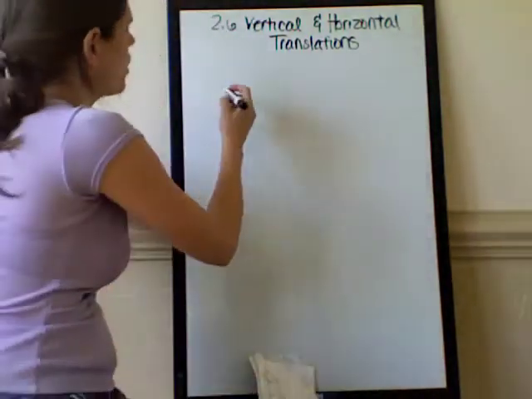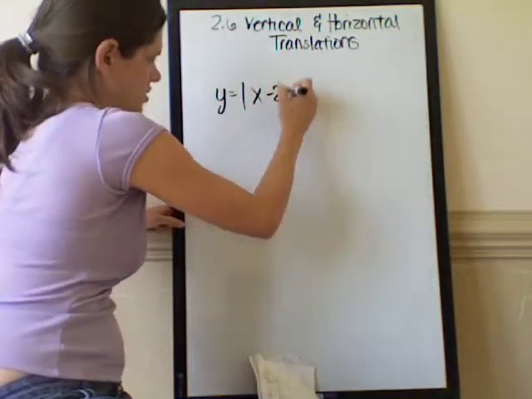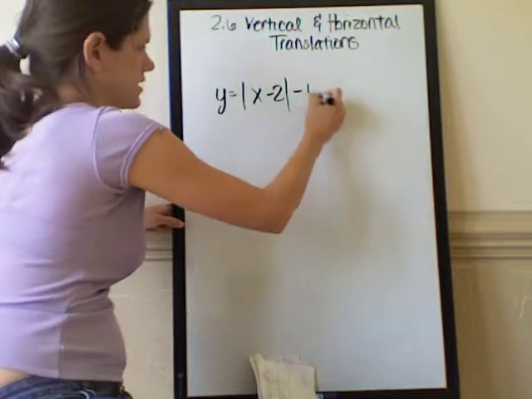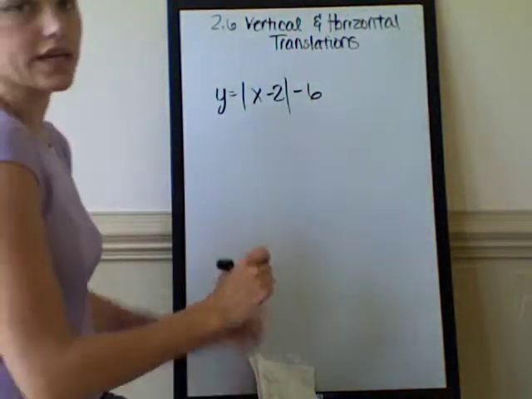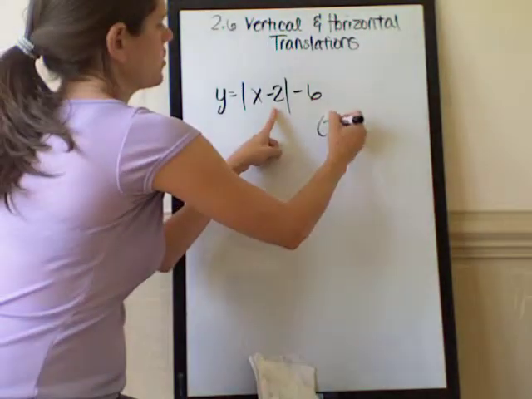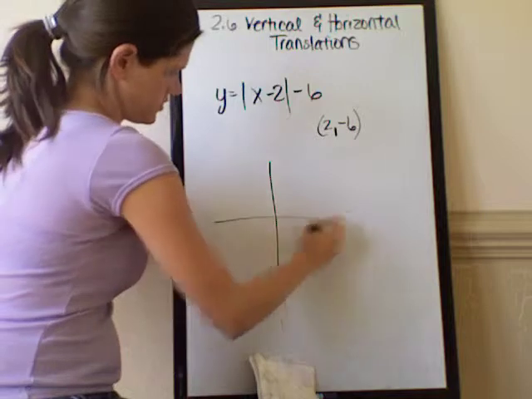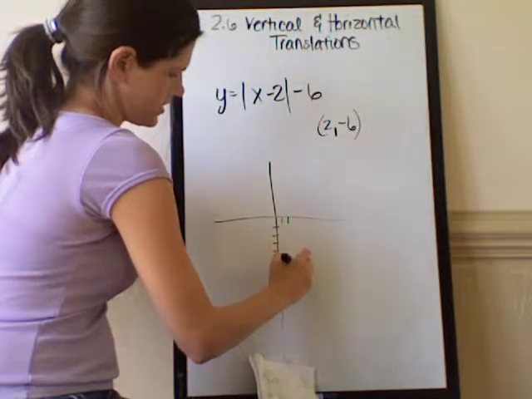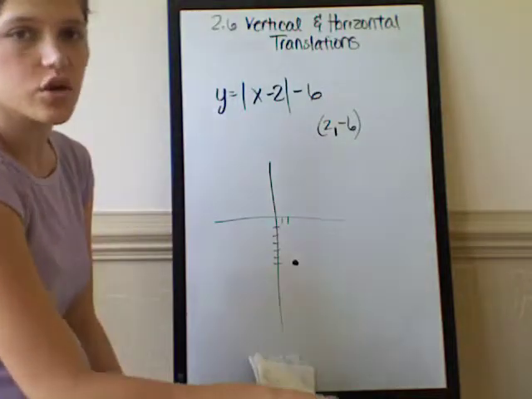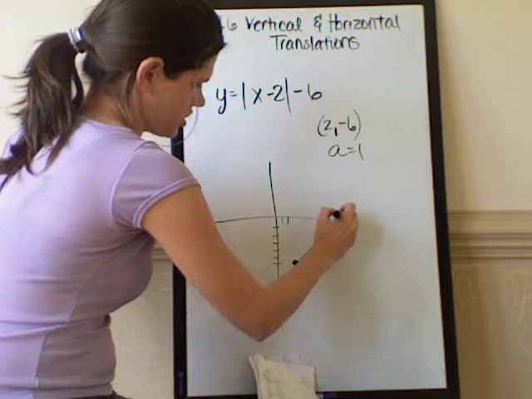Okay. Alright, next one. y equals the absolute value of x minus 2, minus 6. Alright, so first off, my vertex: 2 and negative 6. So 2, then 1, 2, 3, 4, 5, 6, negative 6. Alright, the slope is just a regular 1, which means I'm going to have my regular V shape.